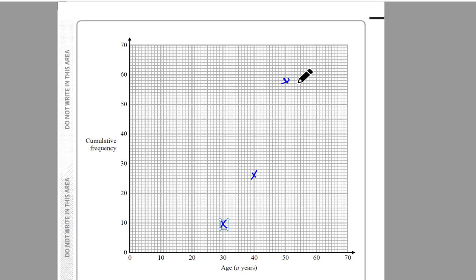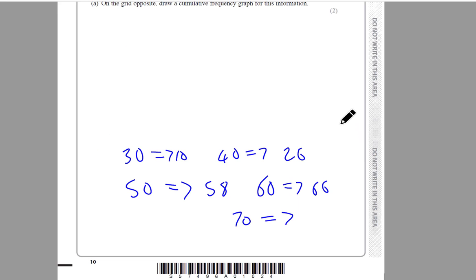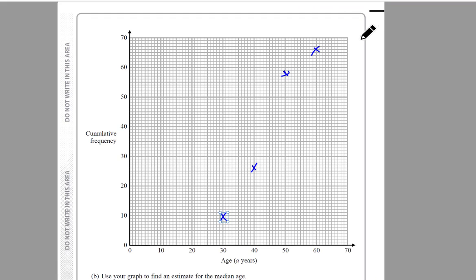At 60, it's 66. At 70, was it 70? I believe. At 70, it was 70. Nice. That looks like what a cumulative frequency should look like.